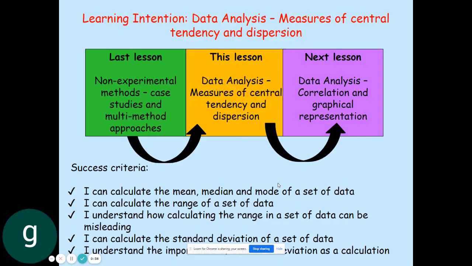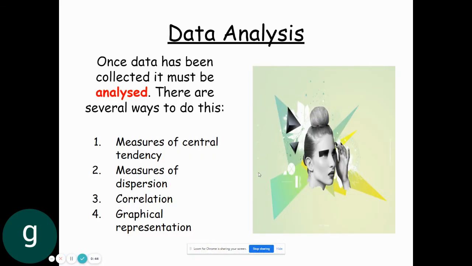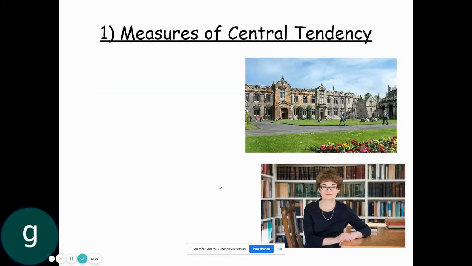We'll look here at central tendency and dispersal, which, as I said, is mainly just looking at means, medians, modes, and standard deviation of data sets. So, there's some fancy looking terminology here. Once data has been collected, it must be analysed. There are lots of ways to do this. You can look at the measure of central tendency, you can look at the measure of dispersal, you can look at correlation, and you can use graphological or graphical representations, because that's an actual word.